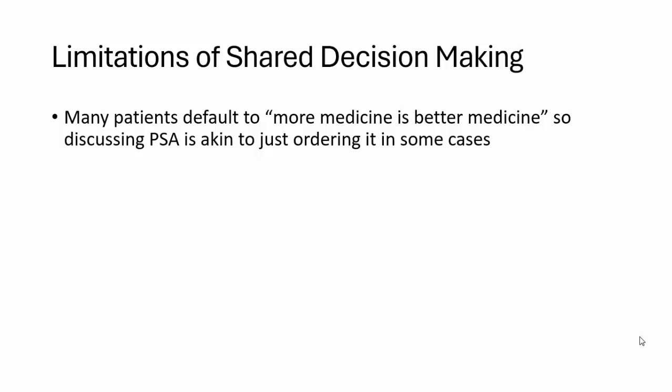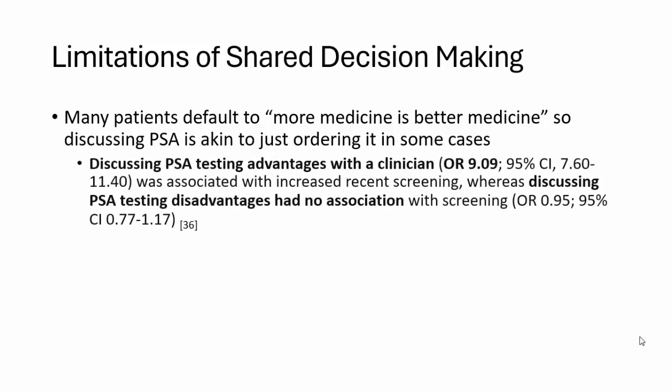There are also significant limitations to the shared decision-making process. Many patients default to thinking that more medicine is better medicine. So discussing the PSA is akin to just ordering it in many cases. This study showed that discussing the advantages of PSAs with a clinician increases the odds that patients get the PSA screening by a factor of 9. Whereas discussing the disadvantages with their clinician had no association with a drop in screening.